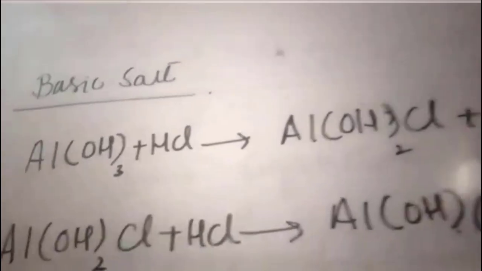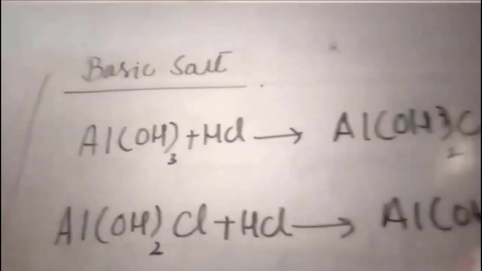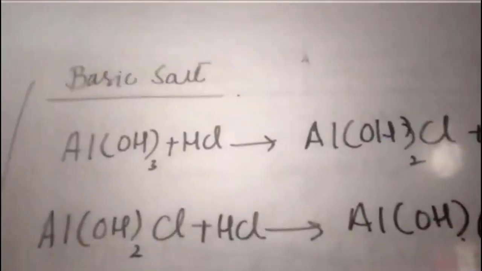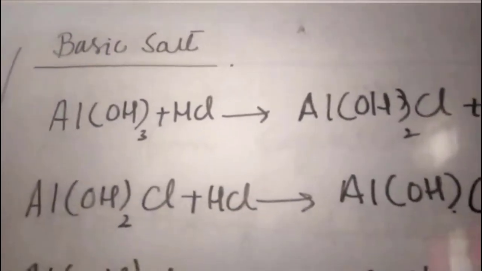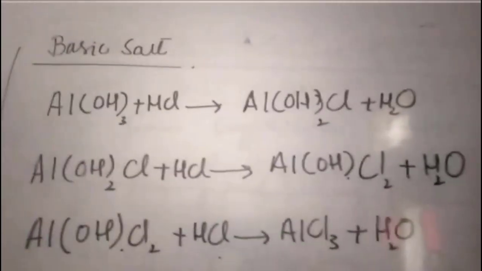In the basic salt, if there is more than 1 hydroxyl ion in the base, it will be removed step by step. So first the basic salt is formed, which shows the properties of the bases, as you know, turning red litmus into blue. So it will show the properties of the bases.